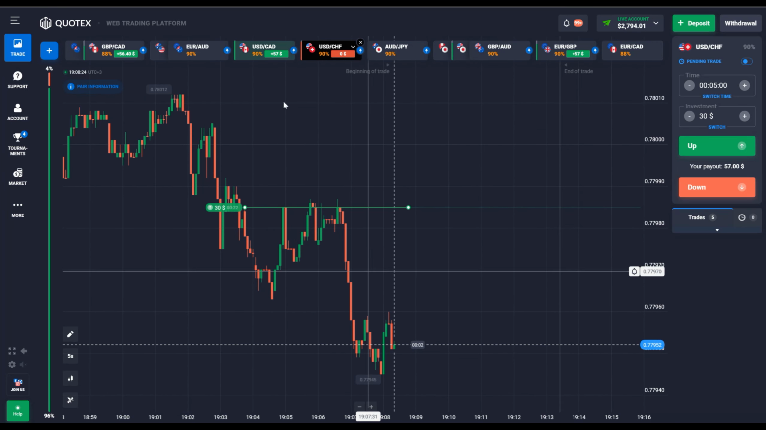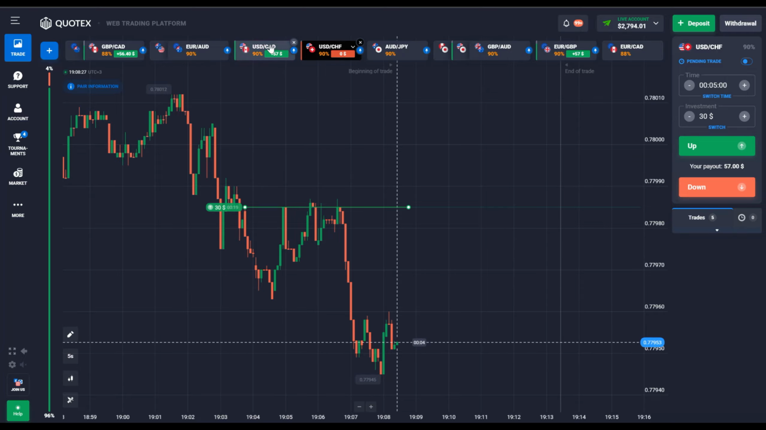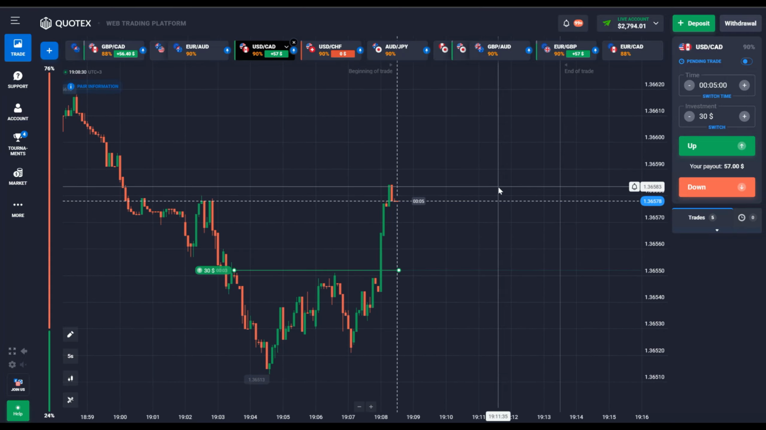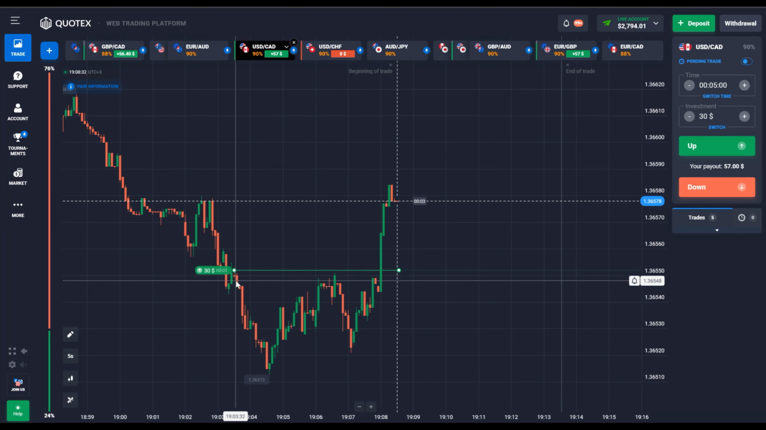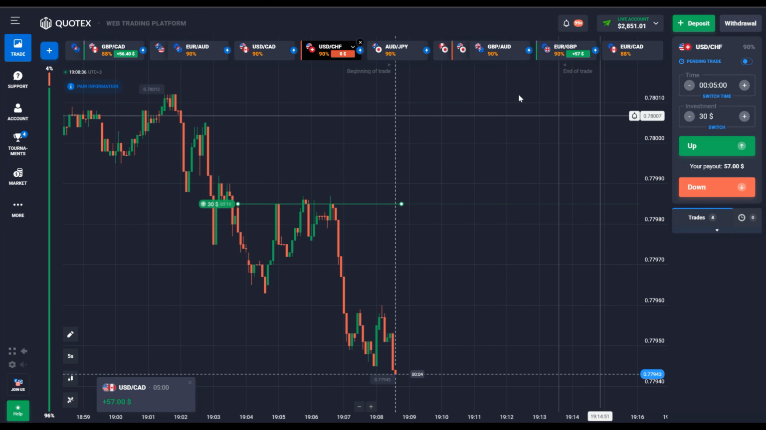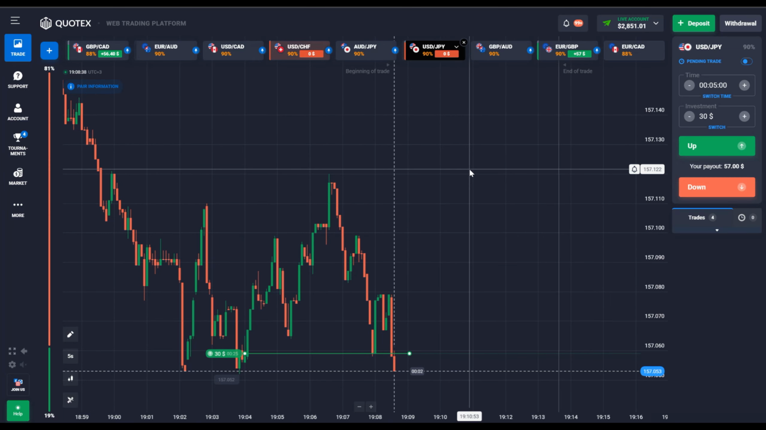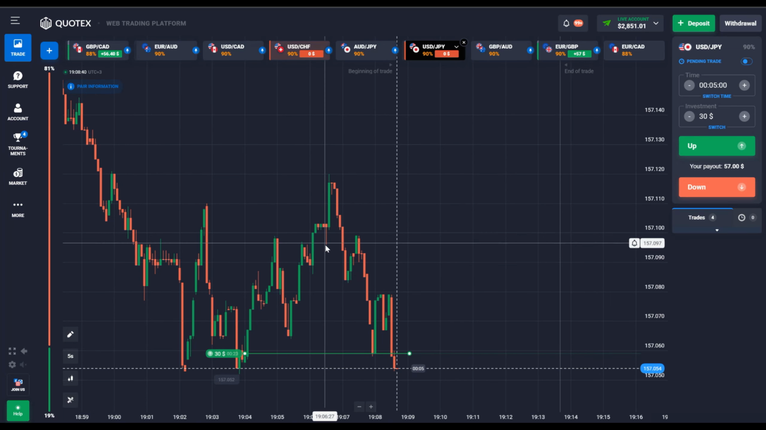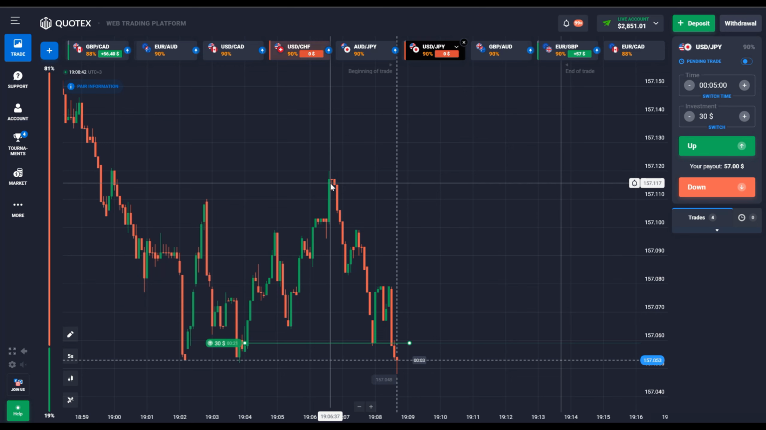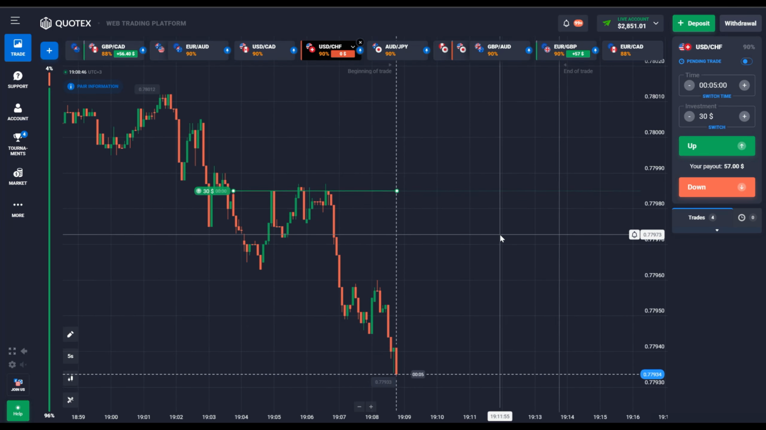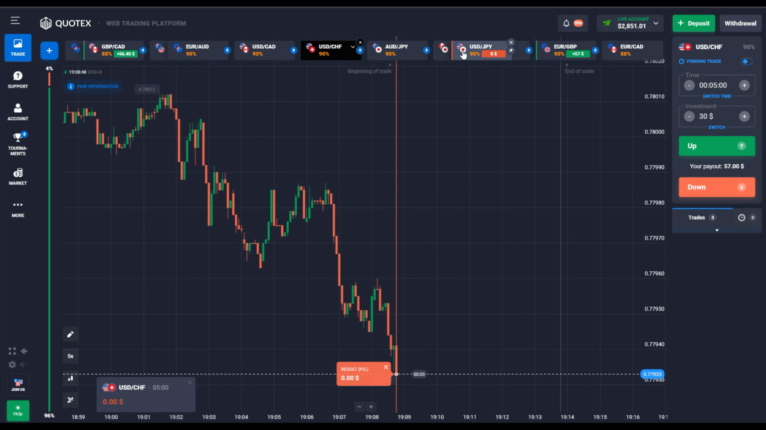Well, yeah, at least the US dollar, Swiss franc here. 20 seconds left, price is very far from the entry point. US dollar, Canadian dollar, we have a win here. And the US dollar, Swiss franc, as I said, will be a loss. At least one. By the way, the US dollar, Japanese yen, the price went quite far into the profit zone, but no. The first loss out of 9 trades.